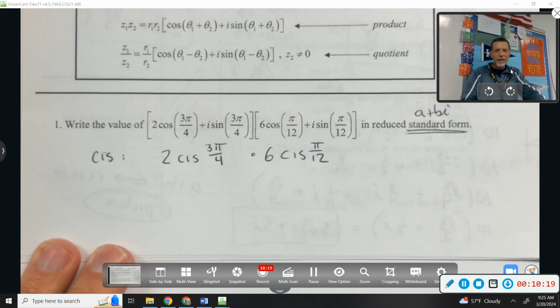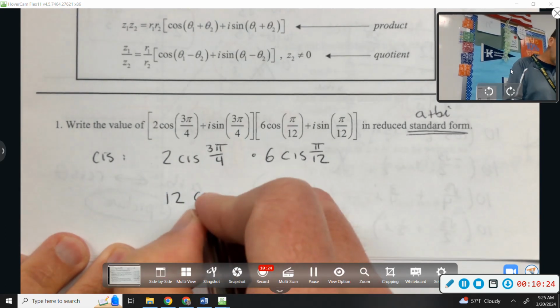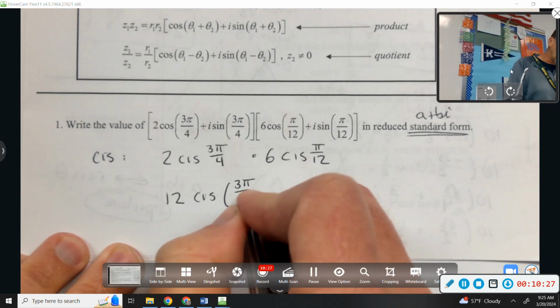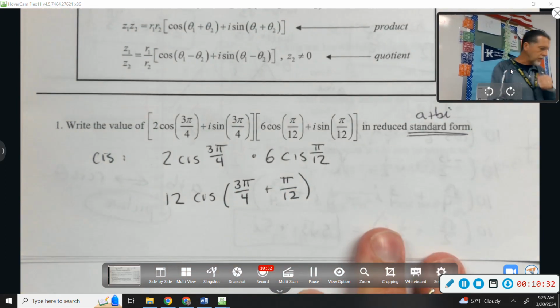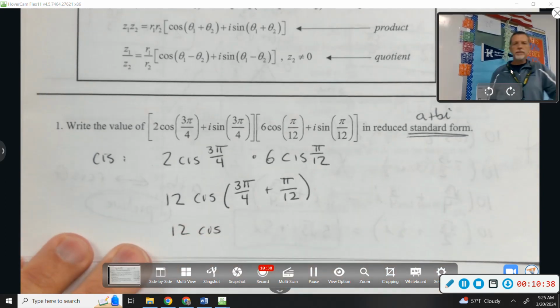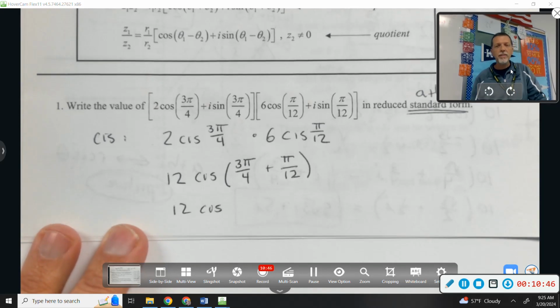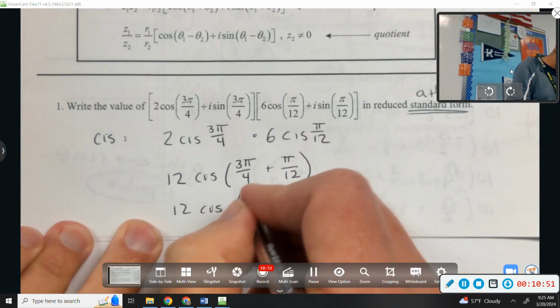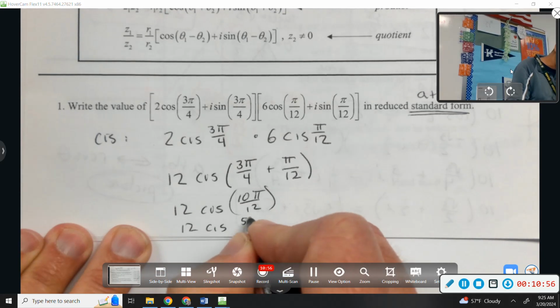So rather than foiling everything out, 2 times 6 is 12. And then I'm going to write this one because I don't know what that is without showing a little more work here. 3 pi over 4 plus pi over 12. So what would that be? 9 twelfths plus 1 12th. How much can I do in my head without messing this up? 9 twelfths plus 1 12th is 10 twelfths. Yeah, one step at a time without showing work. 10 twelfths is 5 pi over 6.